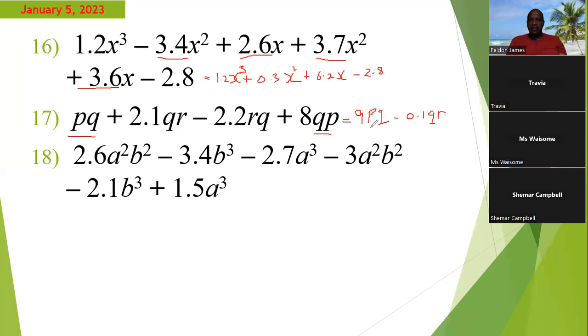All right. And so we can add them together. Same thing for the QR and the RQ.